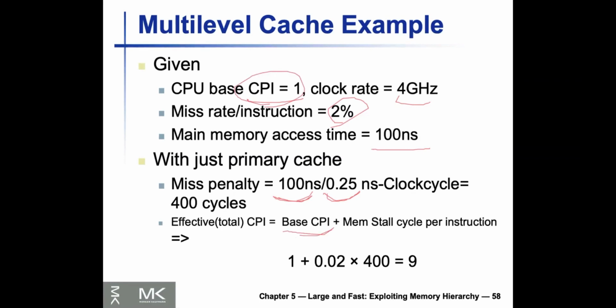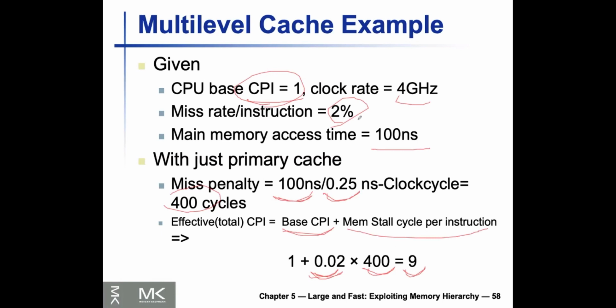You start from the base CPI of 1, but now you need to pay a price, put some stalls. Which is this: multiply your 2% of the time by the 400-cycle penalty that you're giving up for this 2%, and that will effectively raise your CPI from 1 up to 9 now. It's a different ballgame now.